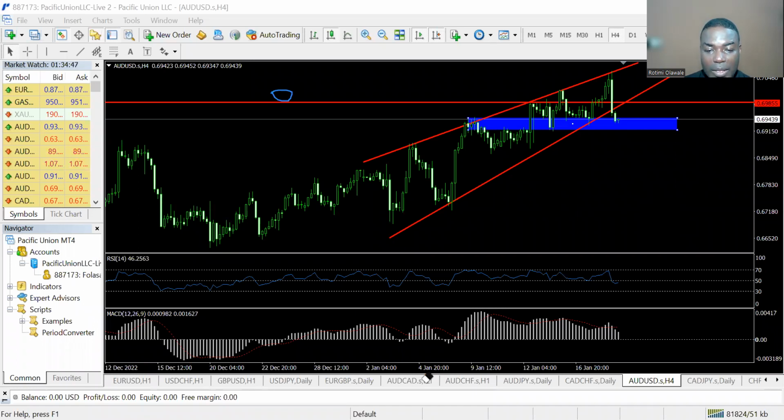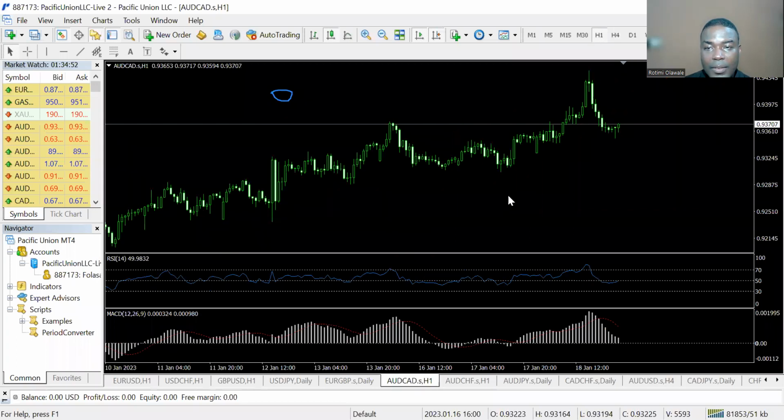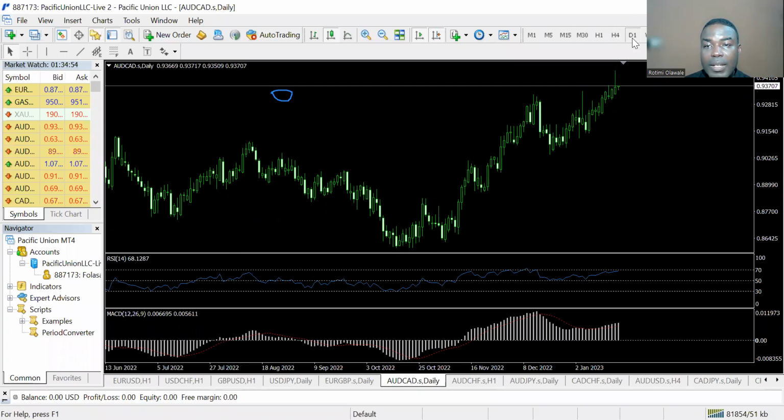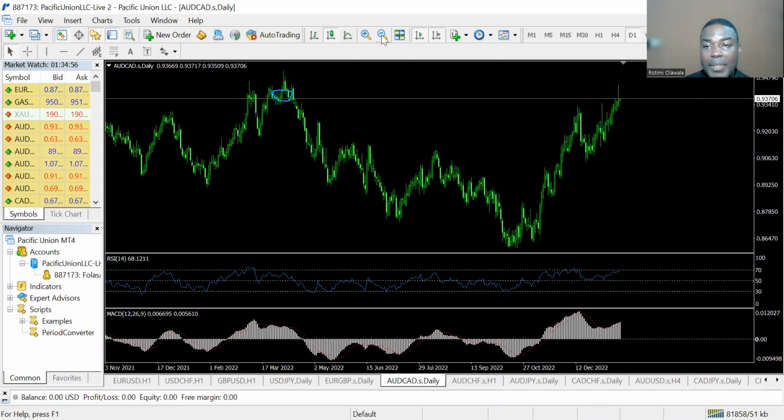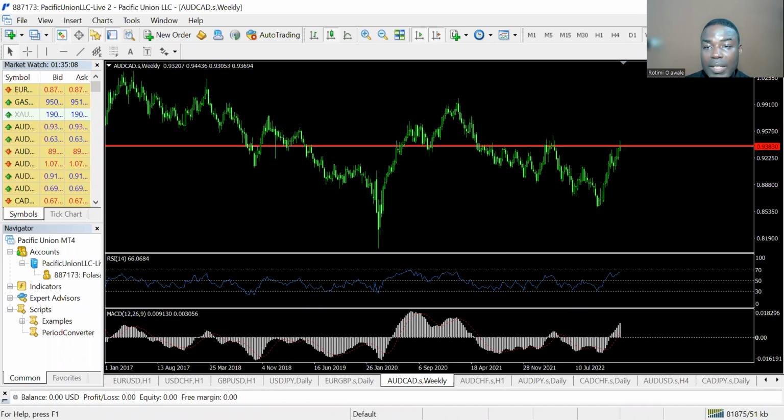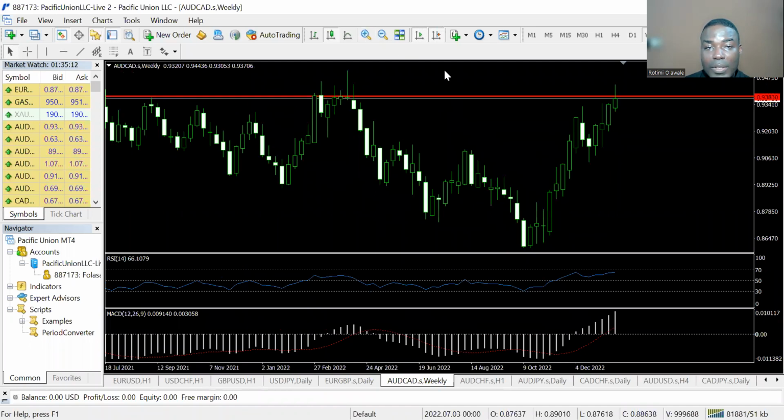And finally, we want to look at AUDCAD. Now, this is AUDCAD on the daily time frame, and it equally closed as a pin bar yesterday, just like some of the other instruments we've checked. And if you go to the weekly time frame, we can see it is actually resting on a strong resistance level on the weekly time frame.